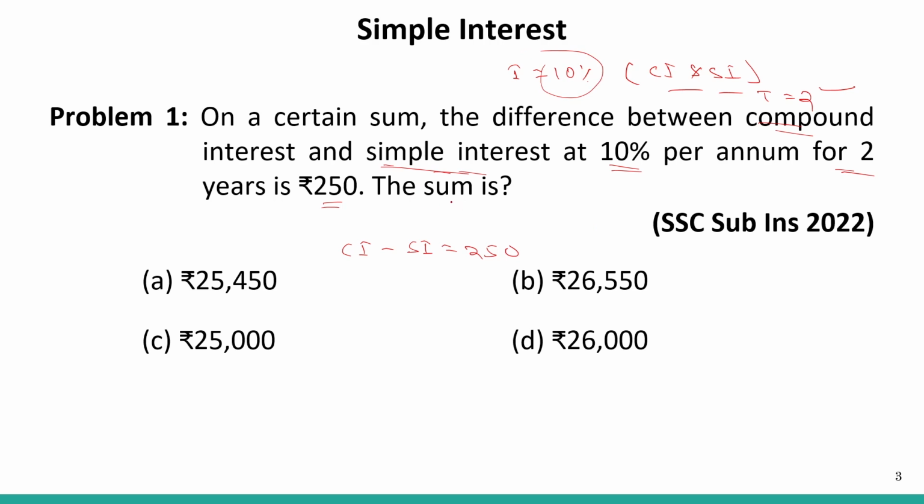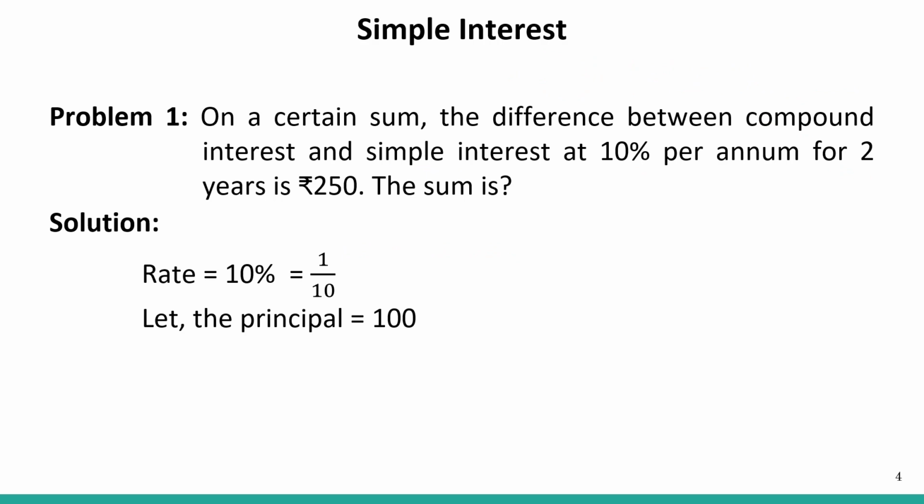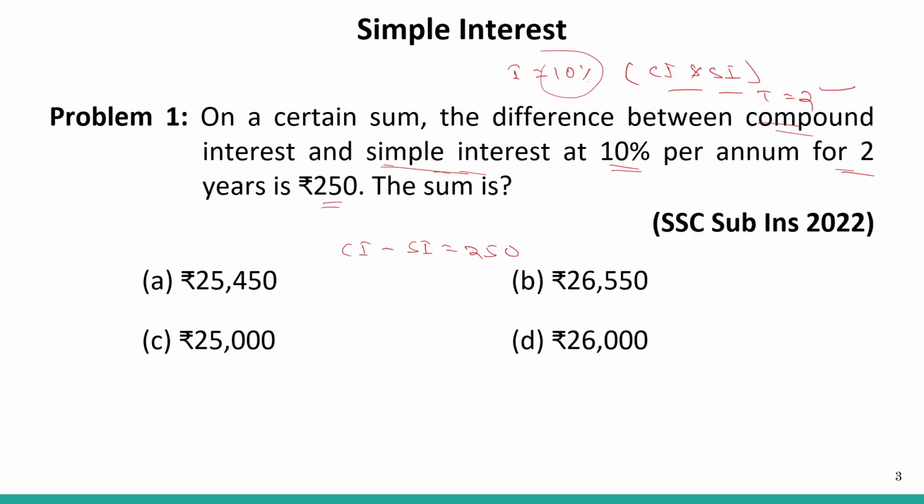So let's calculate. The options are 25,000, 25,450, 26,550 or 26,000. This question appeared in the SSC Sub Inspector 2022 paper. So let's continue. What we are given is the difference between CI and SI.